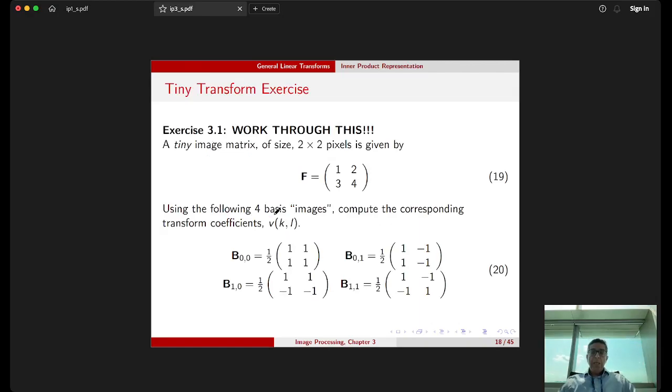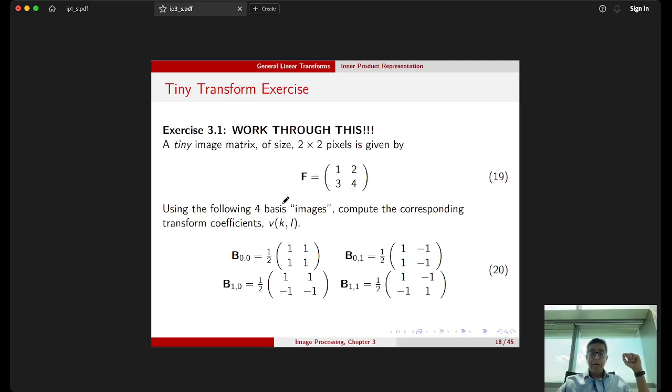Now, what we're going to do next is to look at this example here, and we're going to effectively do the calculation, assuming that we have this as our image, a little 2x2 image.